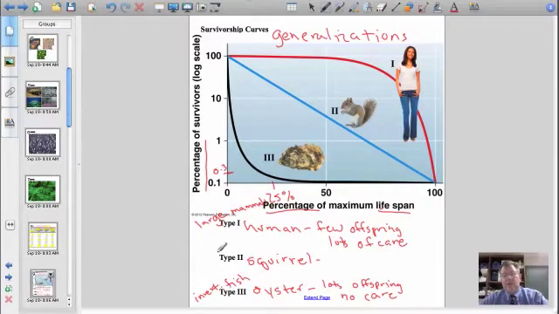And then in the middle, we get something that's kind of in between, squirrels. They produce fewer numbers of offspring, and they give them some care. So they're not taking care of them quite as much as a human would, but they're providing some parental care for them. And basically what we're looking at, this is a straight line, which pretty much means that there is an equal chance of dying every day.